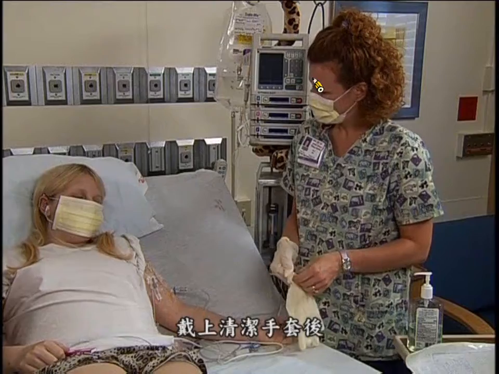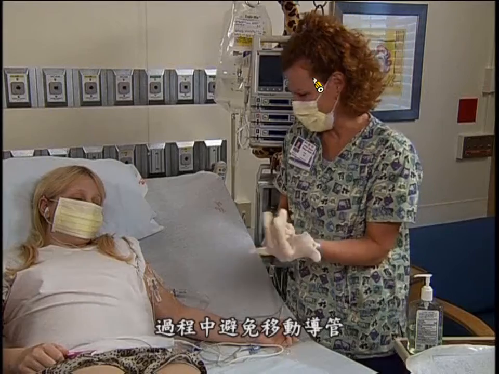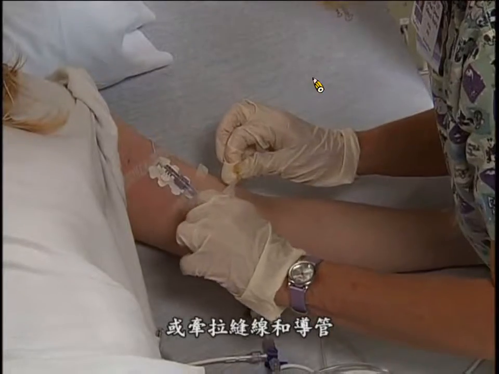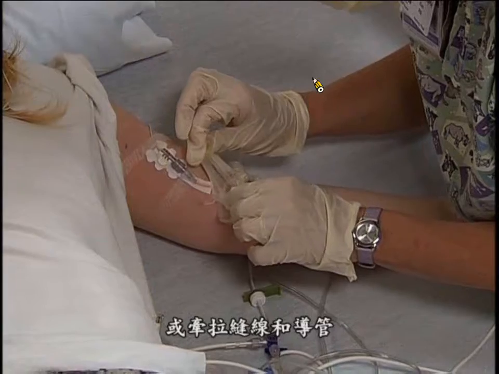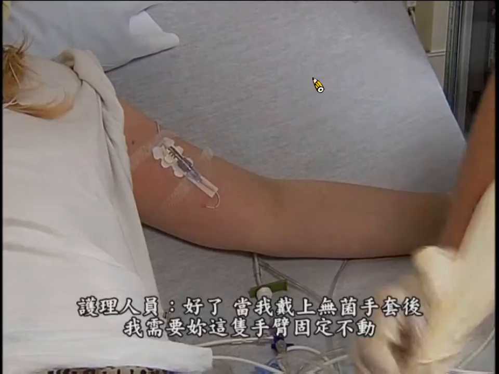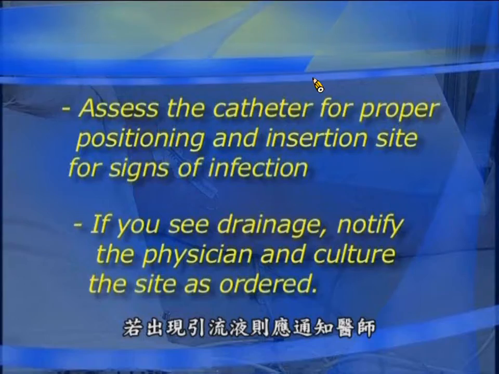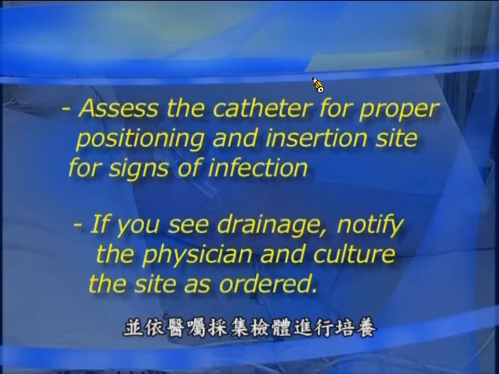After putting on non-sterile gloves, remove the soiled dressing carefully, taking care not to disturb the catheter or pull out the sutures and catheter. Then discard the dressing along with your gloves. Have you hold your arm really still while I put on my sterile gloves. Assess the catheter for proper positioning in the insertion site for signs of infection. If you see drainage, notify the physician and culture the site as ordered.